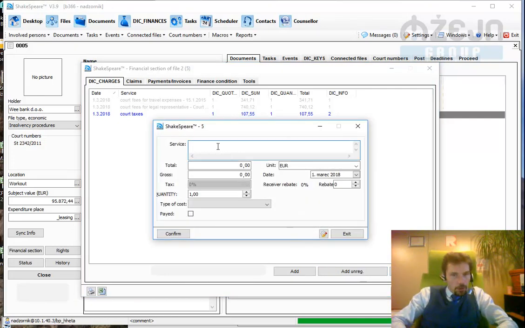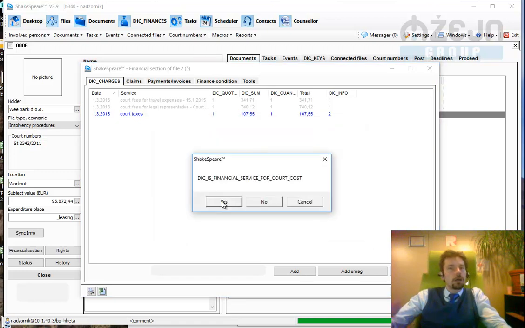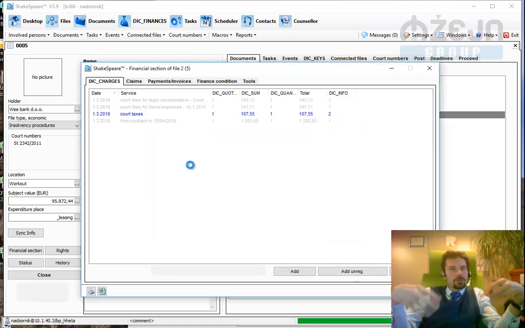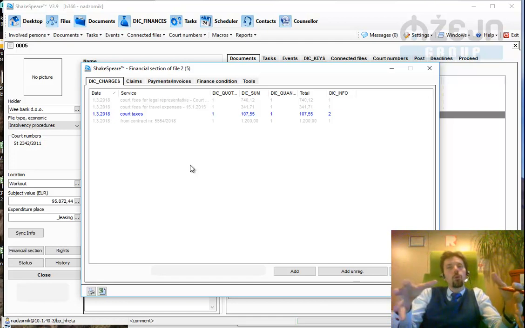For example, let's say from contract number 5554 through 2018, it's 1,200 euros, and this is lawyer costs. Then we decide whether we put these additional court charges only on the court part of the financial case or also on the general part. What is the difference between those two?